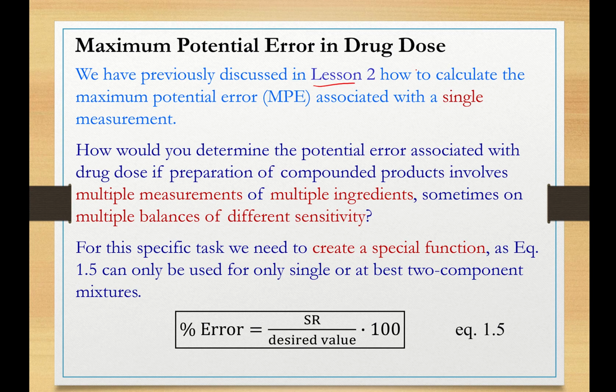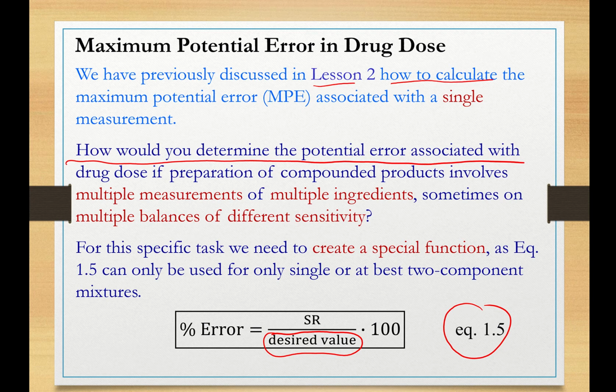In Lesson 2, we learned how to calculate the maximum potential error associated with a single measurement using equation 1.5. Now the question is, how would you determine the potential error associated with drug dose in pharmaceutical dosage forms, where we have mixtures, if their preparation involves weighing multiple ingredients on multiple balances of different sensitivity?